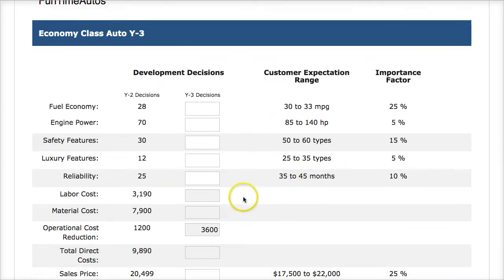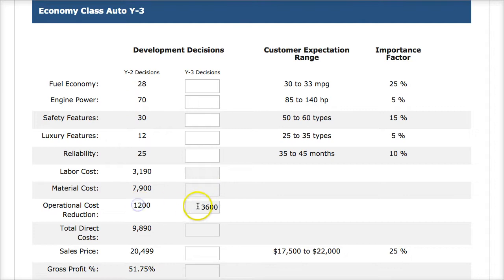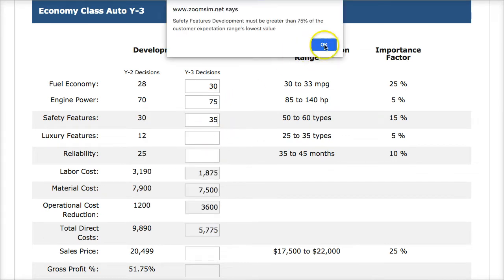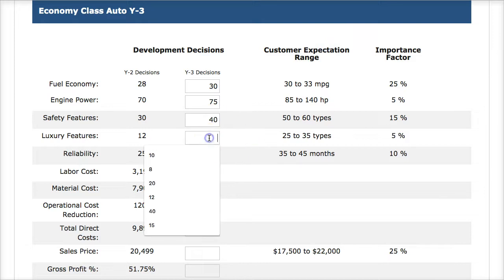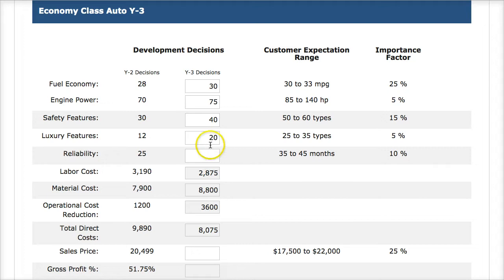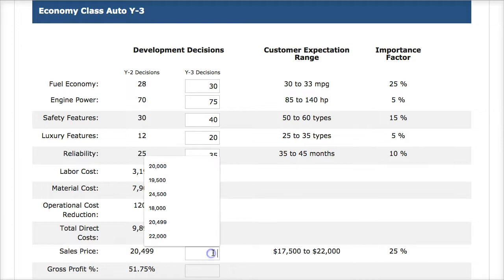Now, a key thing here for economy class is I went from $1,200 to a $3,600 cost reduction. So when I build my car, if I'm spending $3,700 in material, it's only going to cost me $150 due to this reduction. So this is going to help me to maintain my profit level. So I'm going to try to increase my statistics on everything I can.